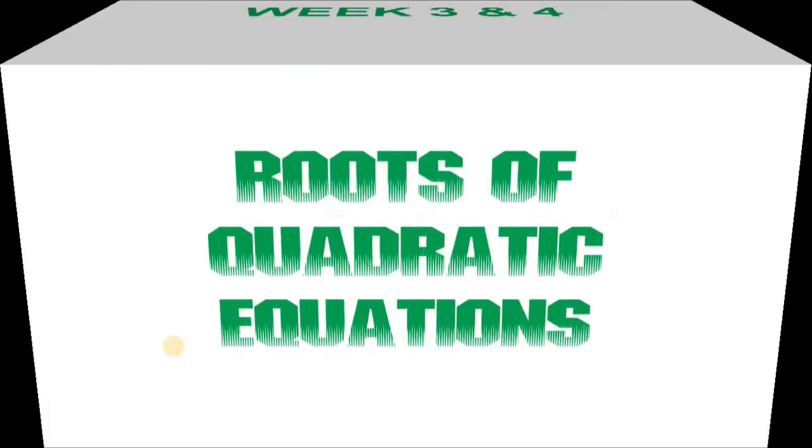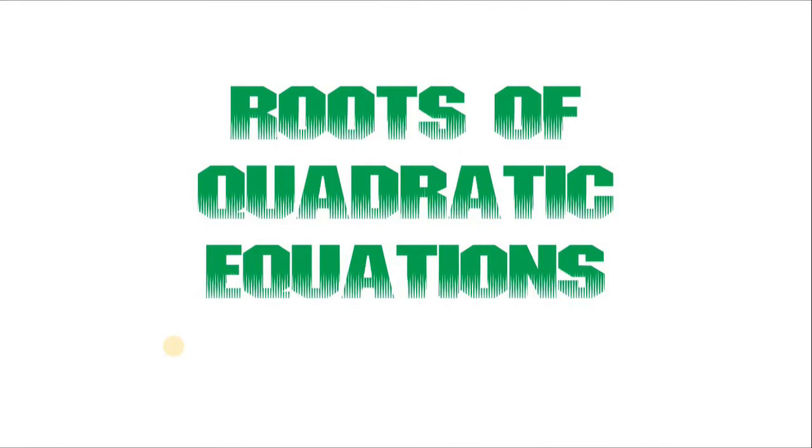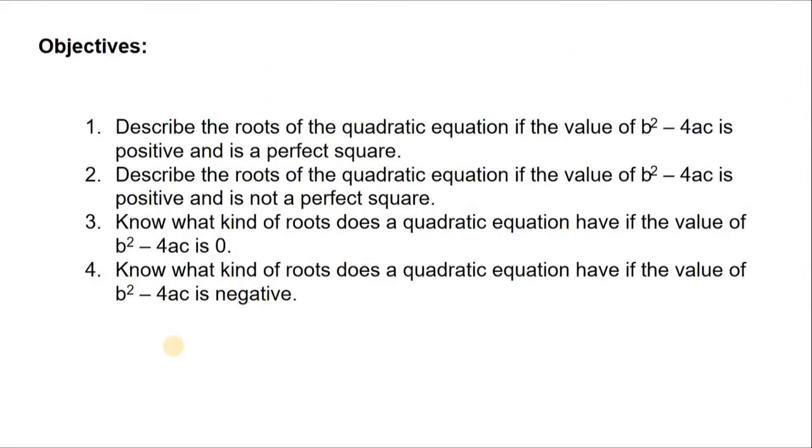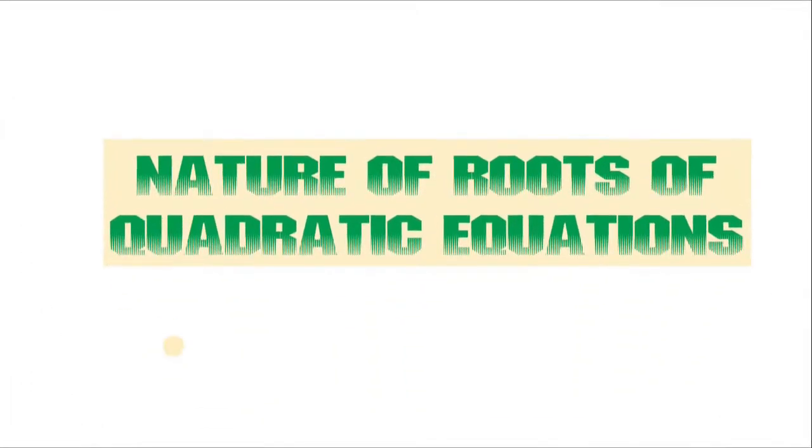Right, so our topic for this video is about the roots of the quadratic equations. Okay? So these are our objectives. We're going to describe the roots of the quadratic equation if the value of b squared minus 4ac, which is our discriminant, is positive and is a perfect square. Second, describe the roots if the discriminant is positive and not a perfect square. Third, know what kind of roots a quadratic equation has if the discriminant is 0. And fourth, know what kind of roots a quadratic equation has if the discriminant is negative. So that's our goal. So let's start with the nature of the roots of the quadratic equations.